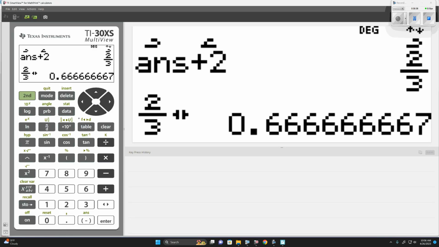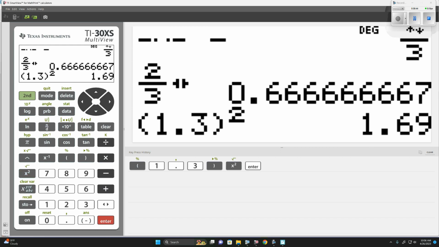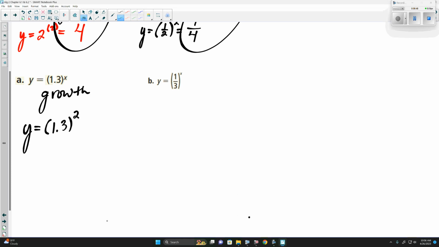Now we could do it by hand. We can do 1.3 times 1.3 and work it out. Or we can say 1.3 squared is 1.69. Questions on this here? Any questions on anything we've done so far? Let's look at the last one on this page.